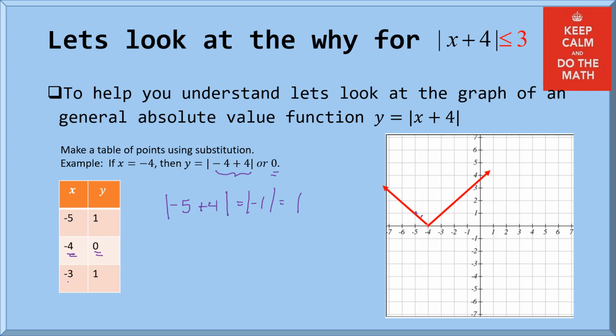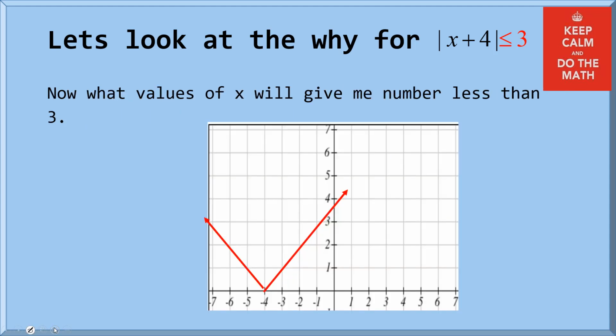So I went to the other side and took negative 3, and the same thing would happen. Negative 3 plus 4, that would give me the absolute value of 1, which is still positive 1. So at negative 3, I went to positive 1. And these are straight lines from that point. Let's look at this graph closer up. What values of x will give me numbers less than 3? So if I take a look at the actual graph and think about this, I'm going to go down here.